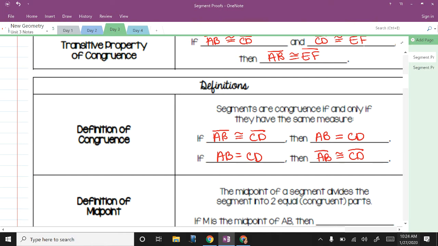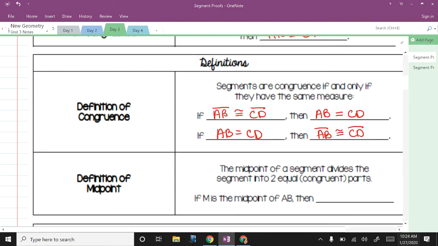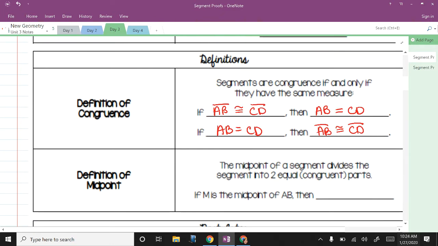We can swap the order, so it goes both ways. We can go from lengths to objects, or we can go from objects to lengths. The objects are congruent, the measures are equal. Okay, so that's the definition of congruence.